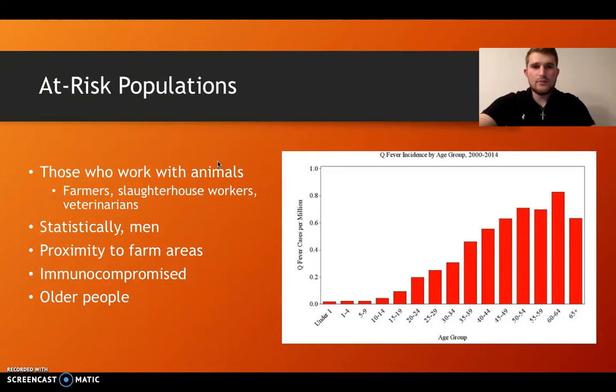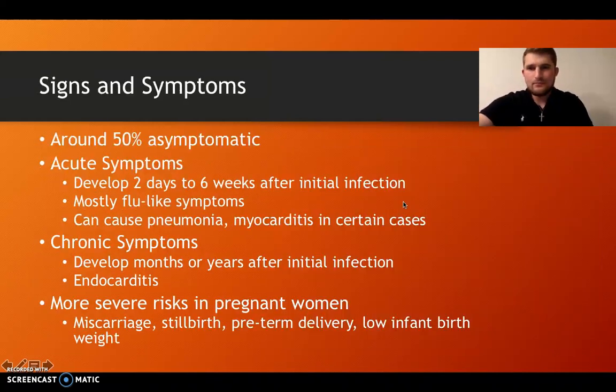And then, because of those methods of transmission, the at-risk populations are going to be those who work around those animals, like farmers, slaughterhouse workers, or vets. Men statistically are more likely to contract it. It's hypothesized it's just because men are going to be working these jobs more often. And then people that are living in close proximity to those farm areas, the immunocompromised, and then older people, as shown in this chart here. As age increases, the incidence increases as well.